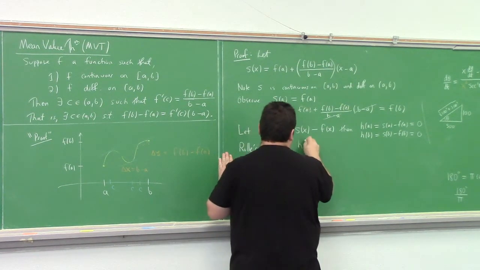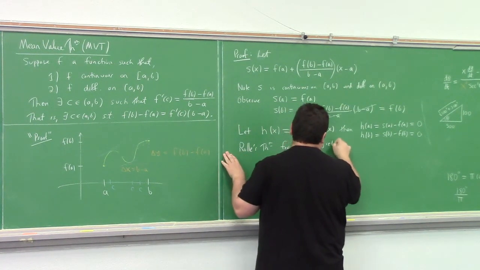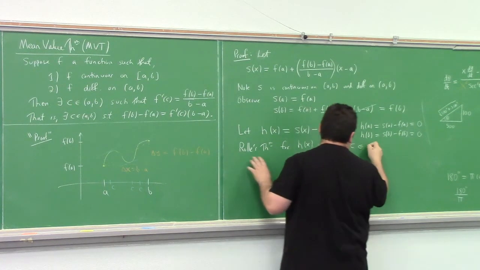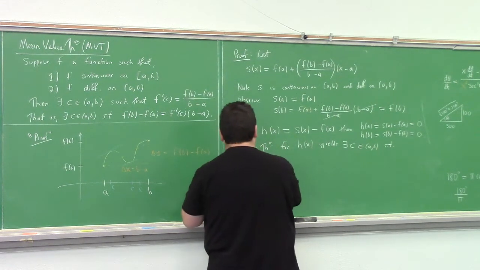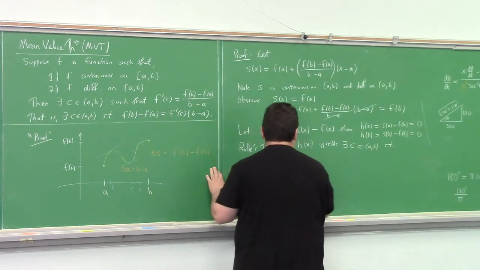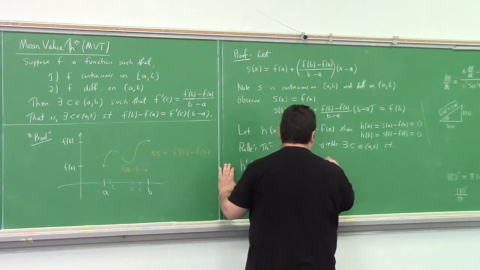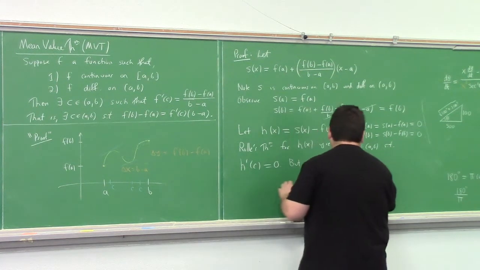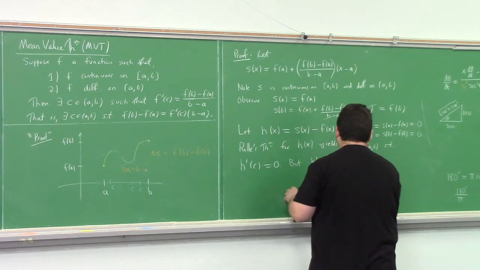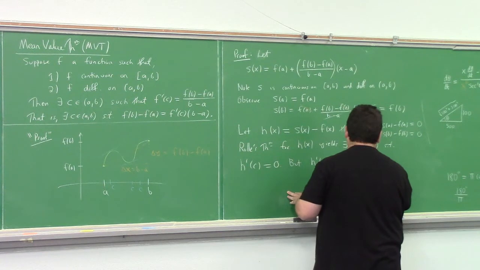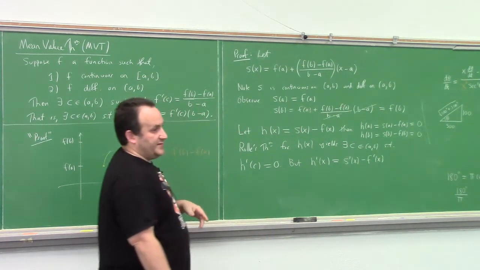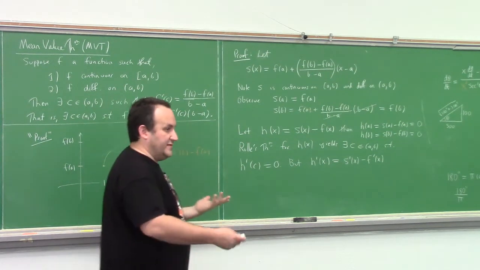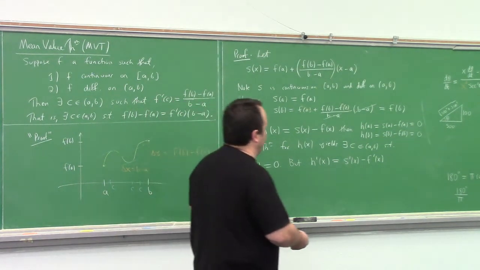Rolle's theorem for h of x yields that there exists a c in a to b such that what? H prime of c is equal to 0, right? But h prime of x is equal to s prime of x minus f prime of x, right? And what is the derivative of s? You can calculate it. The derivative is the slope. It's a line. The slope is f of b minus f of a over b minus a.